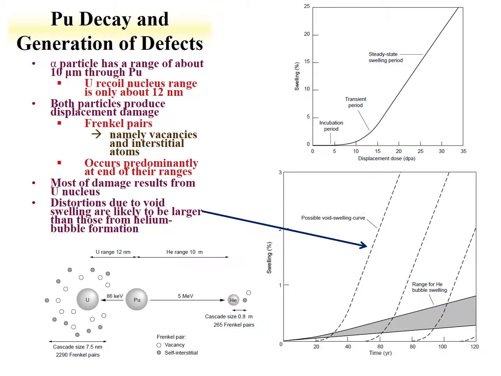And generally speaking, this swelling behavior has three main components as a function of dose, and the dose is described in dpa, which is displacements per atom, so how many times an atom in the lattice gets displaced. There's an incubation period where you have some dose effect and no swelling is evident. A transition period where we have higher dose and the swelling increases. And then a steady state where there's a relationship between dose and swelling. The actual swelling as a function of dpa varies with materials and conditions.